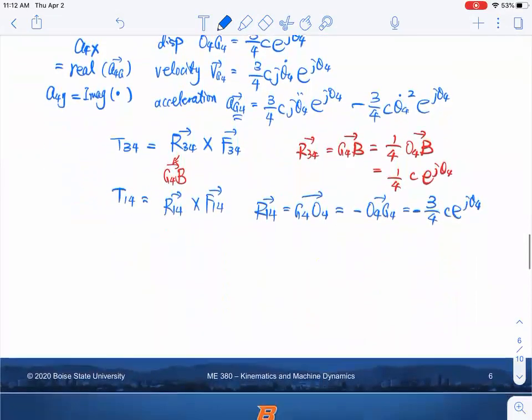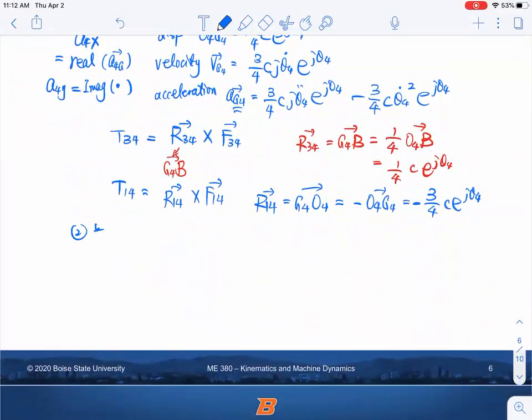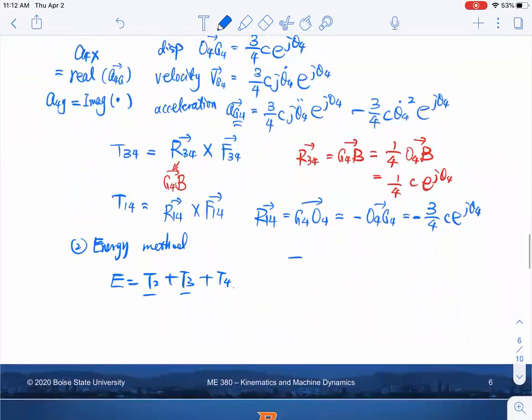Yeah, if you use the energy method, I forgot to mention one thing. Okay, if you're trying to use the energy method, because there's no gravity, right? So E is T2 plus T3 plus T4. So you can copy and paste your T2 and T3. The only thing is your T4. Your T4 is half J4 θ4-dot squared plus half M4 V4 vector dot product V4.